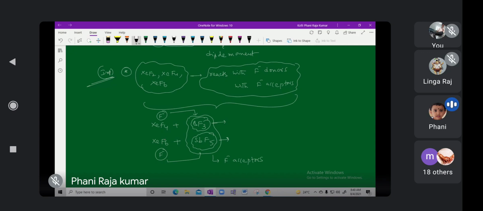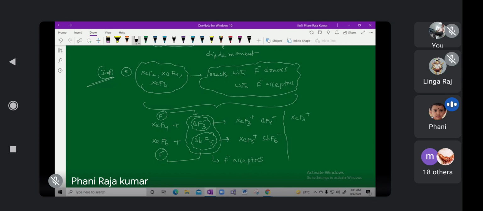So these are two reactions supporting that fluorides of xenon react with F minus acceptors. Then XeF4 becomes XeF3 plus, and BF3 becomes BF4 minus, and XeF6 becomes XeF5 plus, and SbF5 becomes SbF6 minus. So we are getting cationic species of xenon compounds.